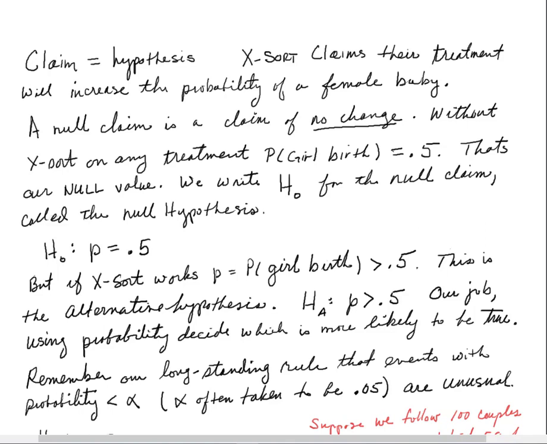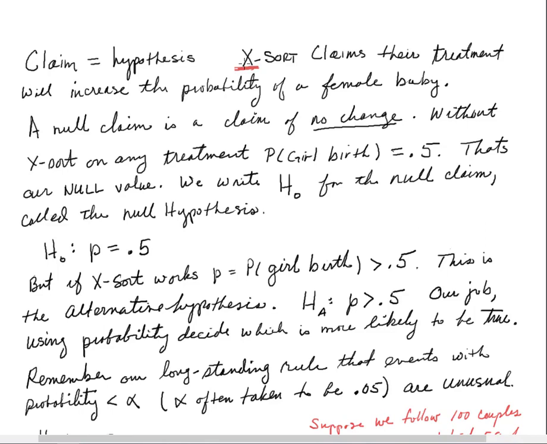Now, as a first example, I've already written some materials up here. So let's take a look at what's up here. We've got that a claim is equal to a hypothesis, and here's a story that we're going to tell. This is a story from our book. But suppose there's a company called Xsort that claims that their treatment will increase the probability of having a female baby.